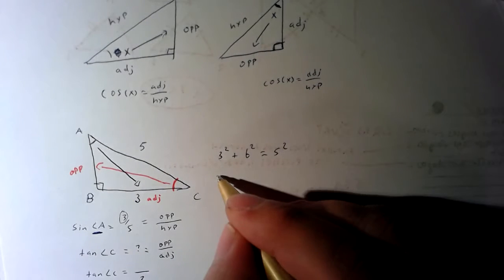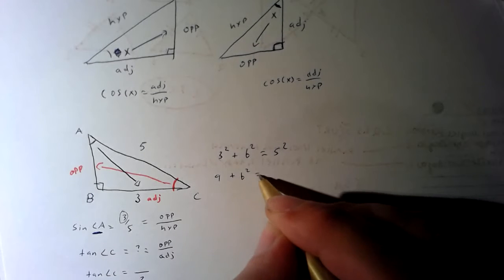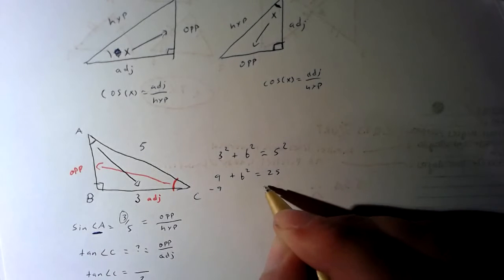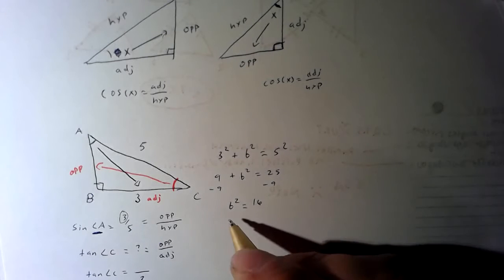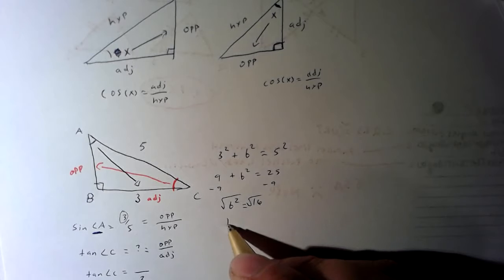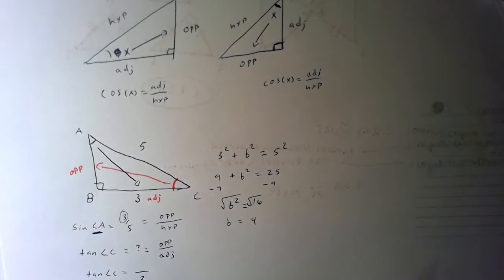And now we just simplify our math. This is 9 plus b squared equals 25. Subtract 9 from both sides. You get b squared is equal to 16. Then you take the square root. We're left with b equals 4.